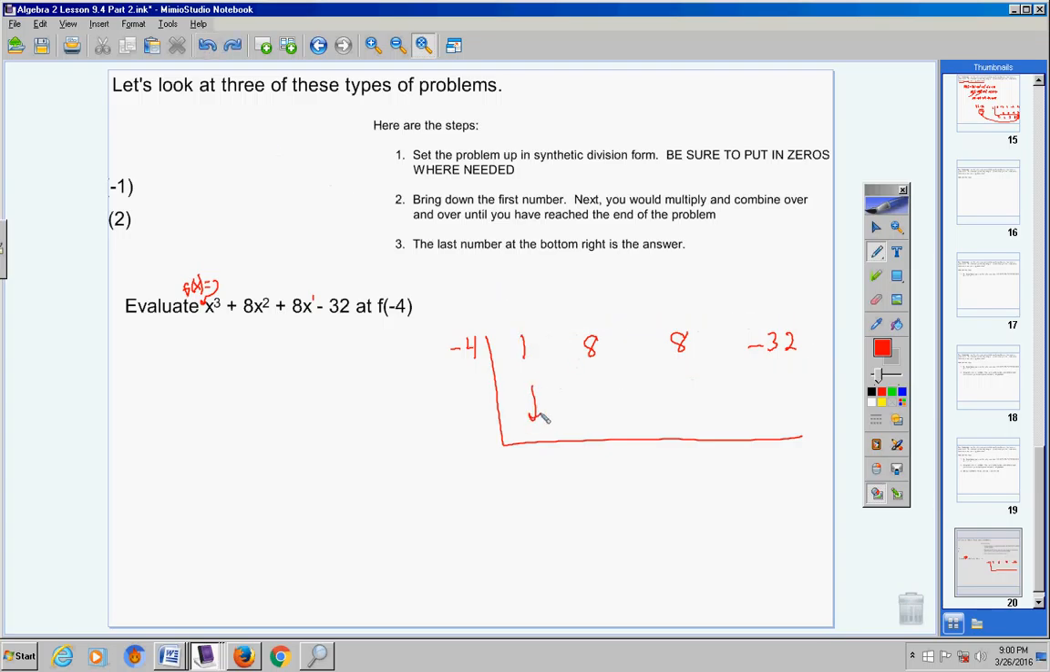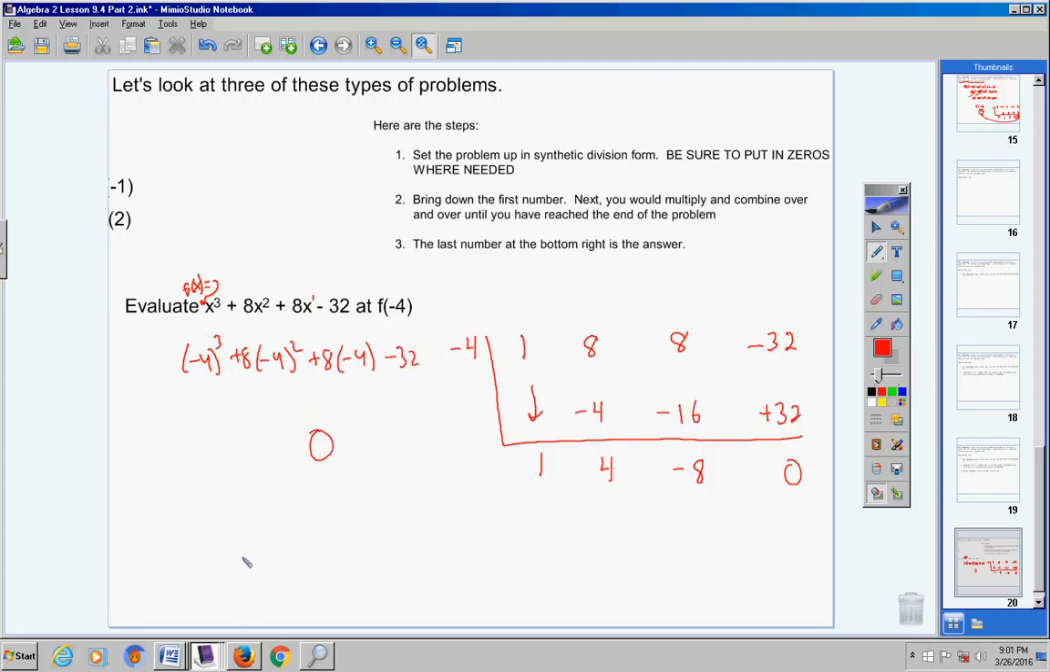Okay, bring down your first number. Multiply, you get a -4. Combine these two numbers, positive 8, -4, you get 4. -4 times 4, -16. Positive 8, -16, combine those, you get a -8. Multiply these two, you get a positive 32. Combine those, you get a 0. Look at that. So when you substitute -4 in for x, everywhere there's an x, and simplify all this, you'll get a 0.